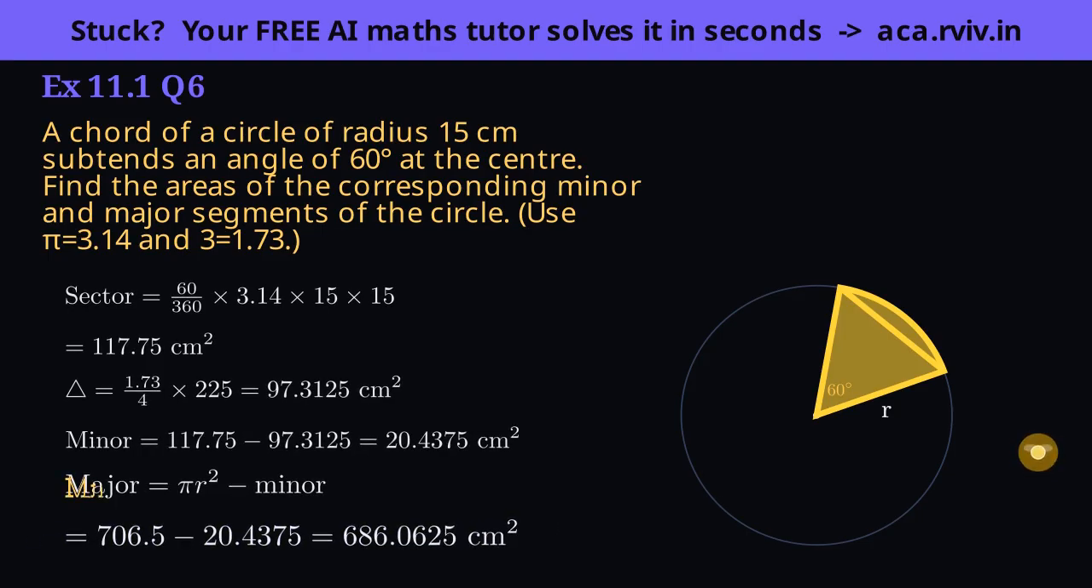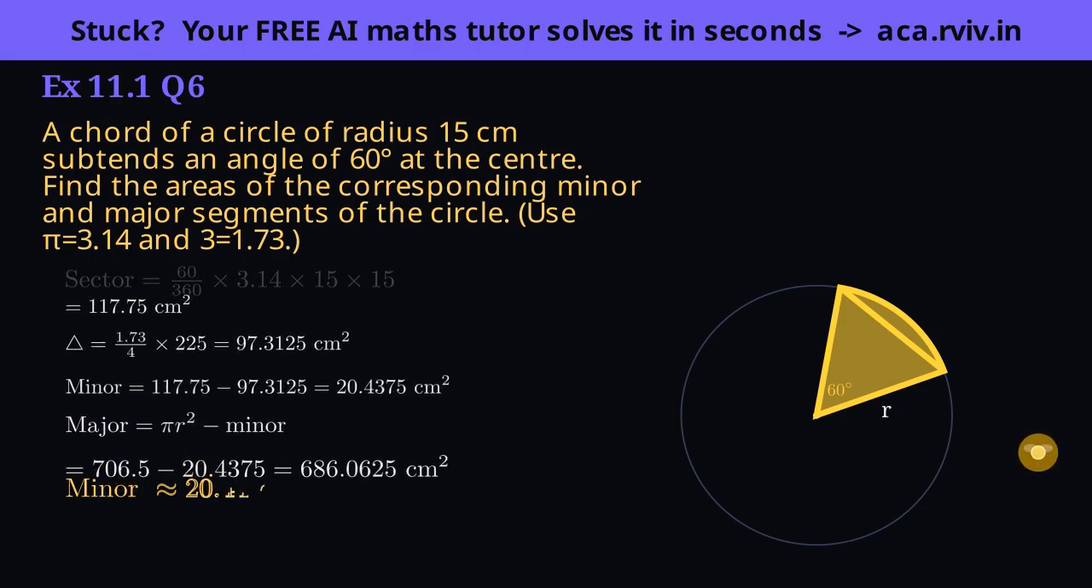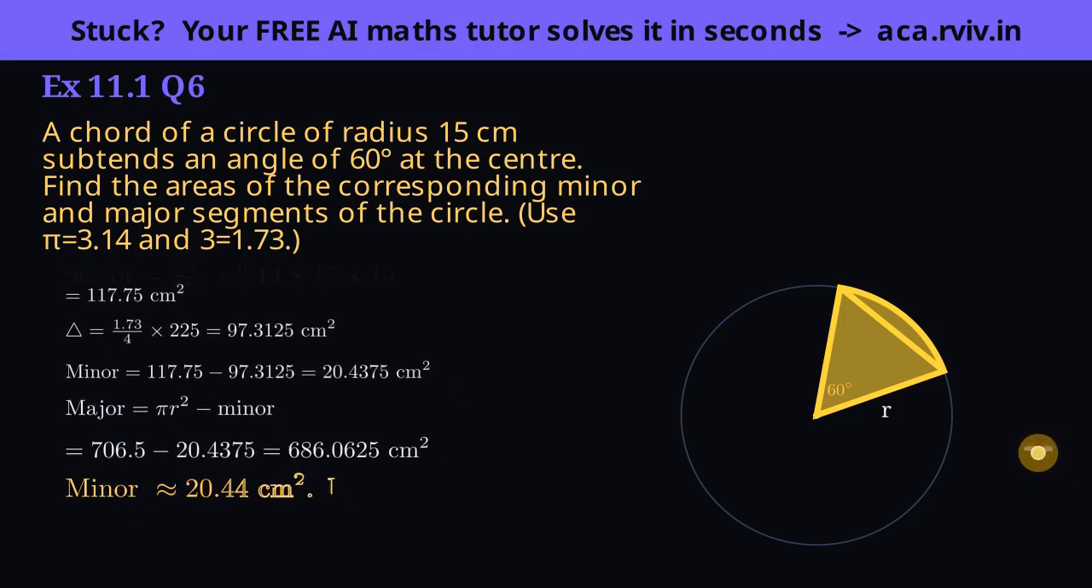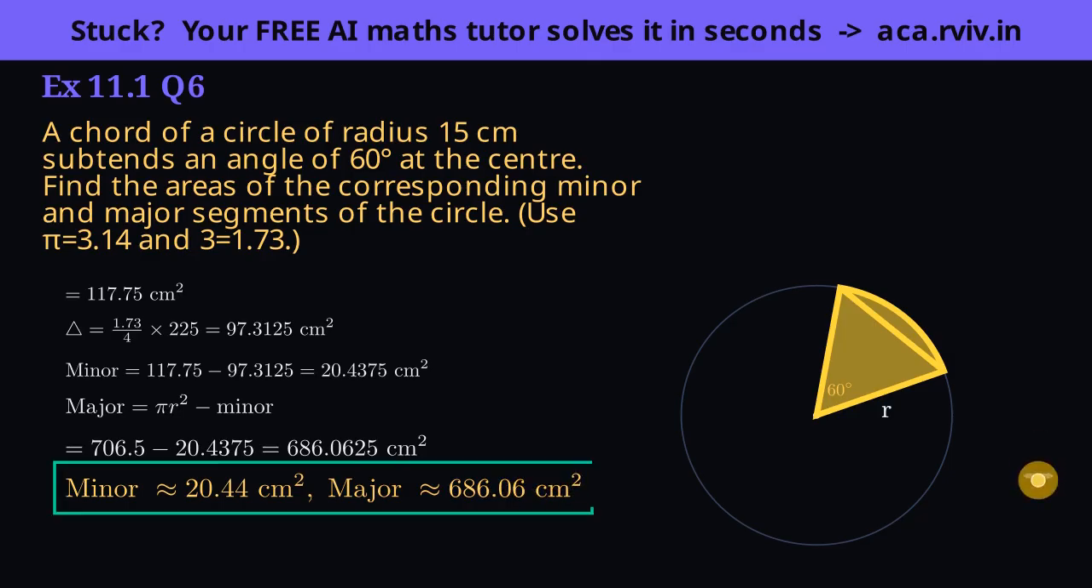The efficiency lesson: never grind out a large major segment from scratch. Find the small minor one, then subtract it from the whole circle, the same total, a fraction of the arithmetic, and far fewer chances to slip.